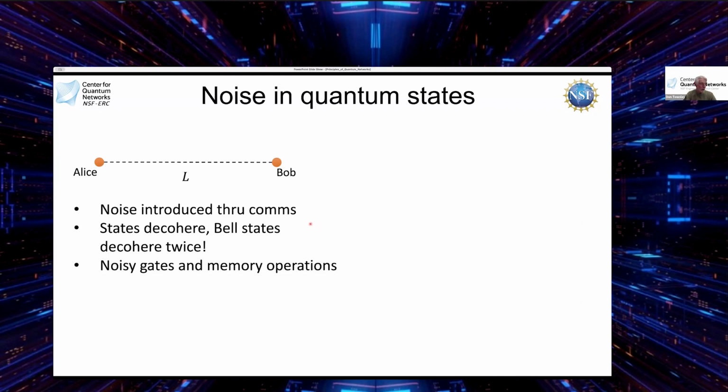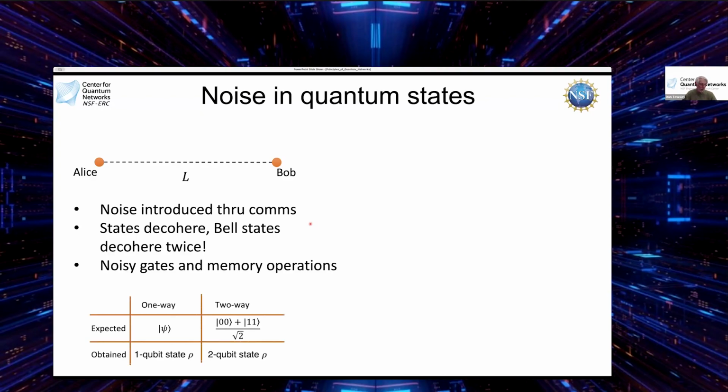When we do these measurements and these operations that I've alluded to, they're noisy, and so noise creeps in very, very quickly. So just a little table: in the case of one-way communications, the expected state is psi. In two-way, it would be this Bell pair right here. But what's going to happen because of noise is that we're going to get some kind of a 1-qubit mixed state, not psi, and a 2-qubit mixed state, and not the Bell pair.